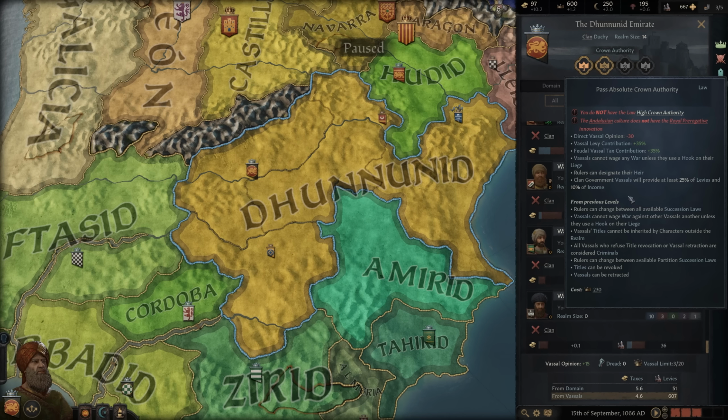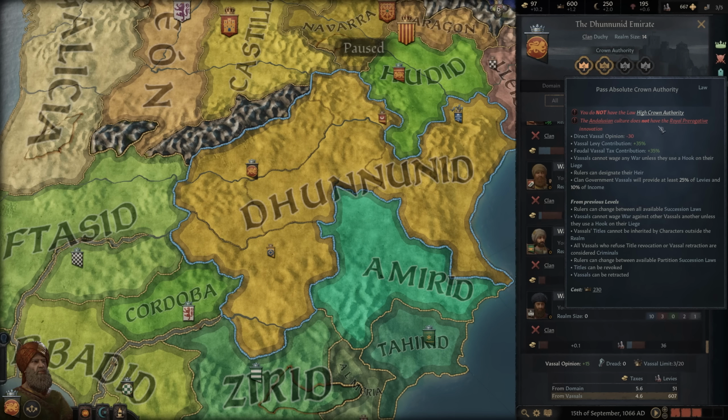So they'll always be, for the most part, at bare minimum, I think it's what, like minus 15 or something like that, minus 10, and they'll still at least provide 25% levies and 10% income. So you do have that at least going for you if you have the high crown authority. And it's also worth noting that crown authority for both feudal and for clan requires innovations.